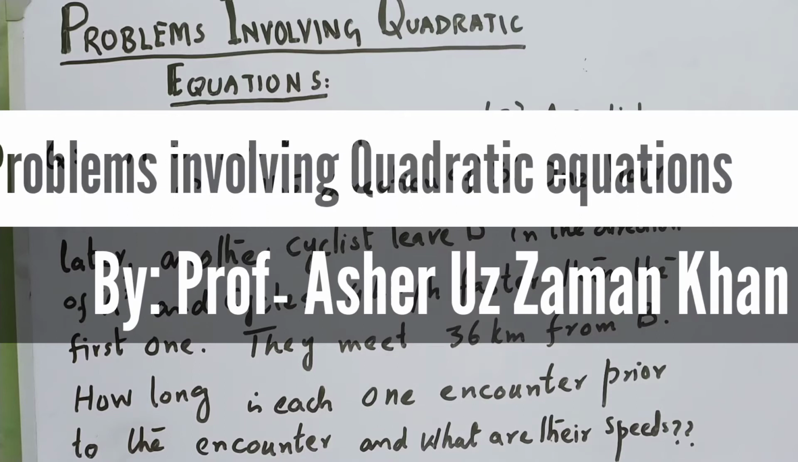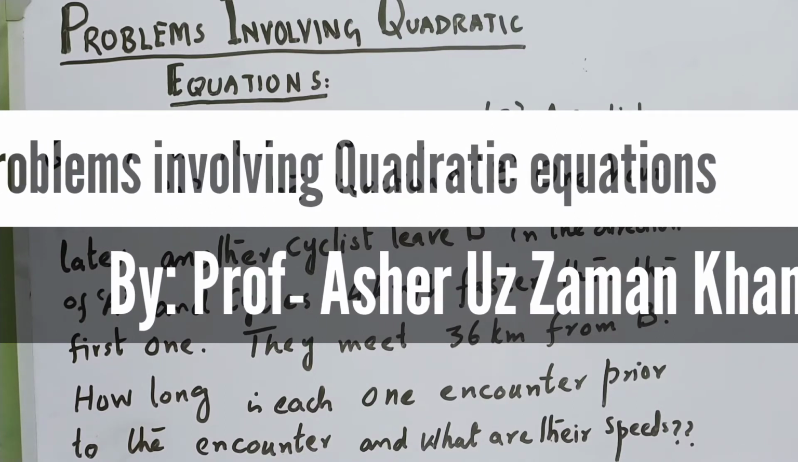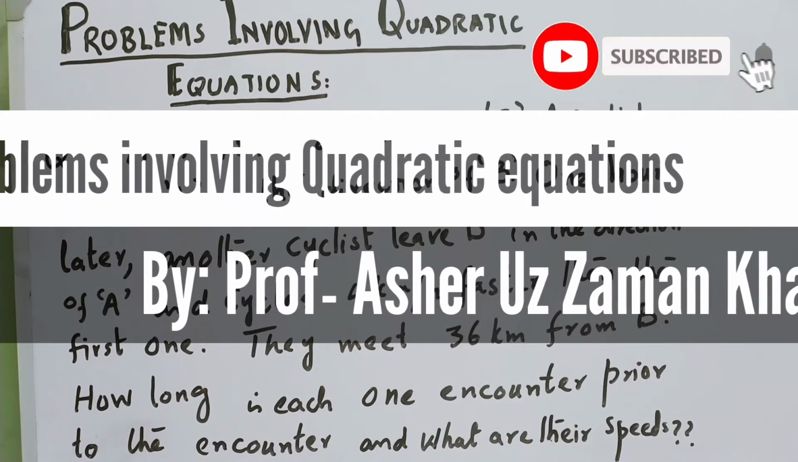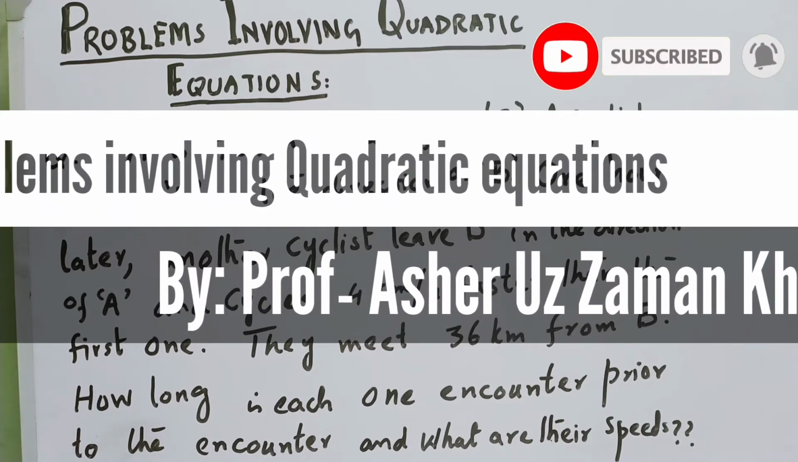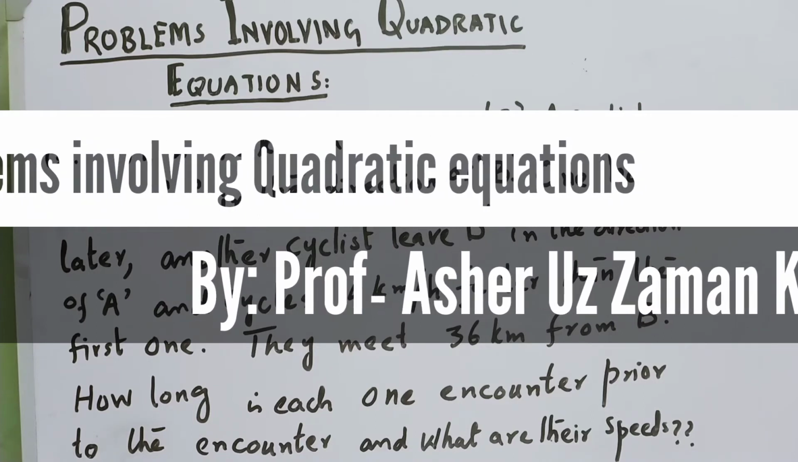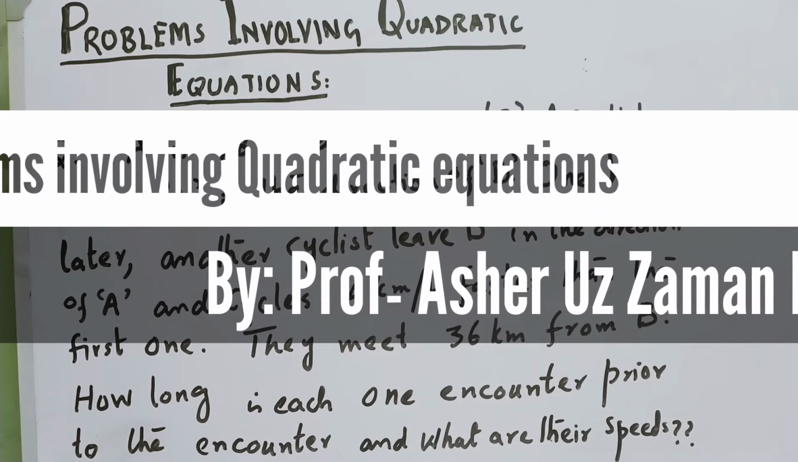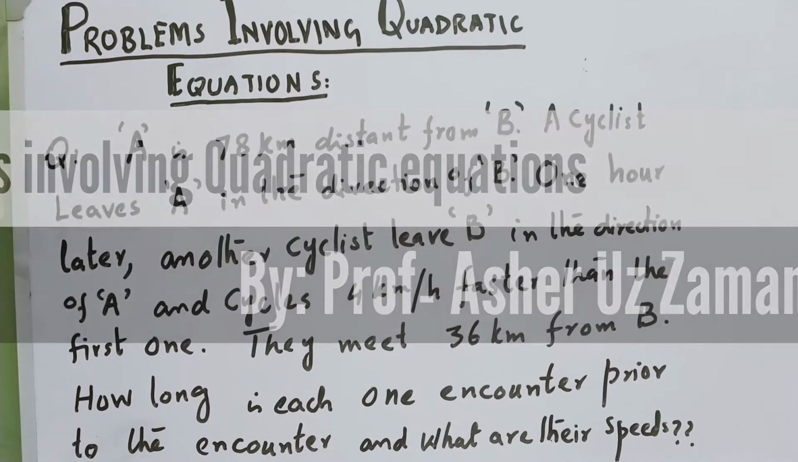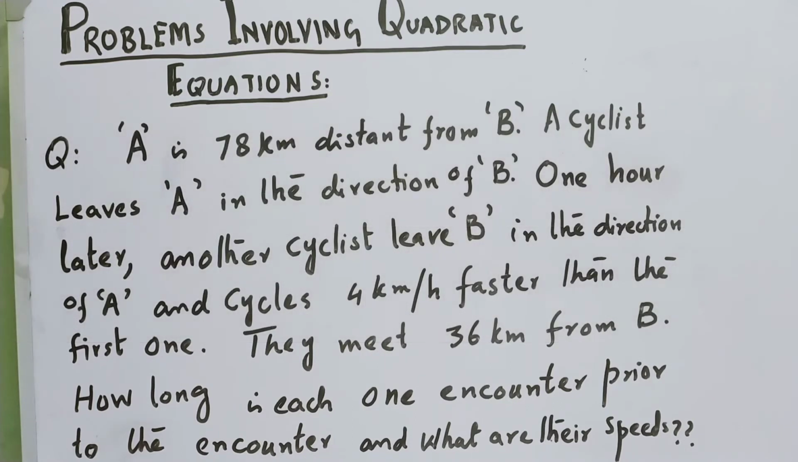In the continuation of chapter number 3, Quadratic Equation, we have the topic problems involving quadratic equation, and we have done two of its examples before. Now we have another question. The question is telling us that A is 78 kilometer distance from B. The distance from A to B is 78 kilometer.